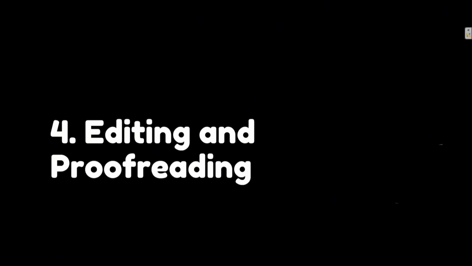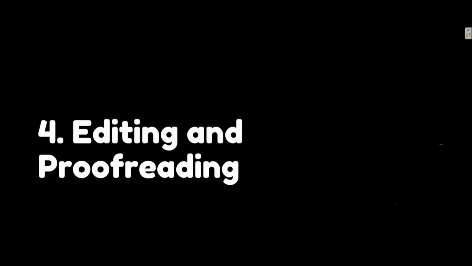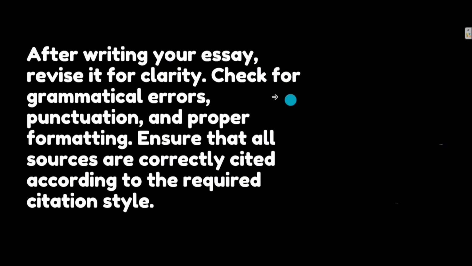Lastly, you have to edit your essay if needed or proofread it. After writing your essay, revise it for clarity. Check for errors, punctuation, and proper formatting. Ensure that all sources are correctly cited according to the required citation style. You have to use citations at the end of your academic essay. It's very important. There are 3 types of citations, and we'll see them at the end.